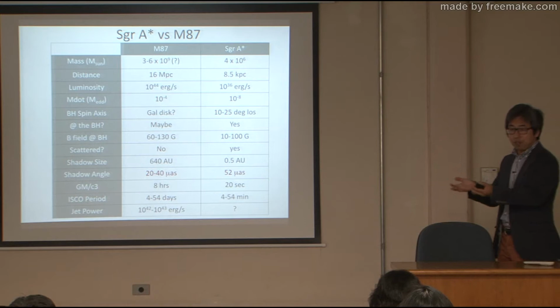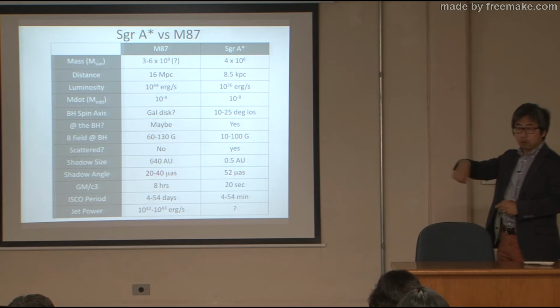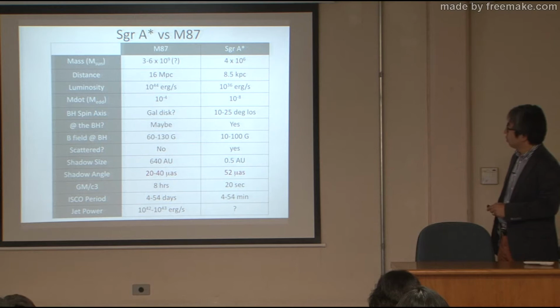And then Sagittarius A star is well calculated for the mass because of the stellar motion or something. This is around 4 × 10⁶ solar masses. The distance is 60 megaparsec and 8.5 kiloparsec, completely different, but based on the black hole mass, the shadow size is around 40 microarcsecond and 52 microarcsecond.